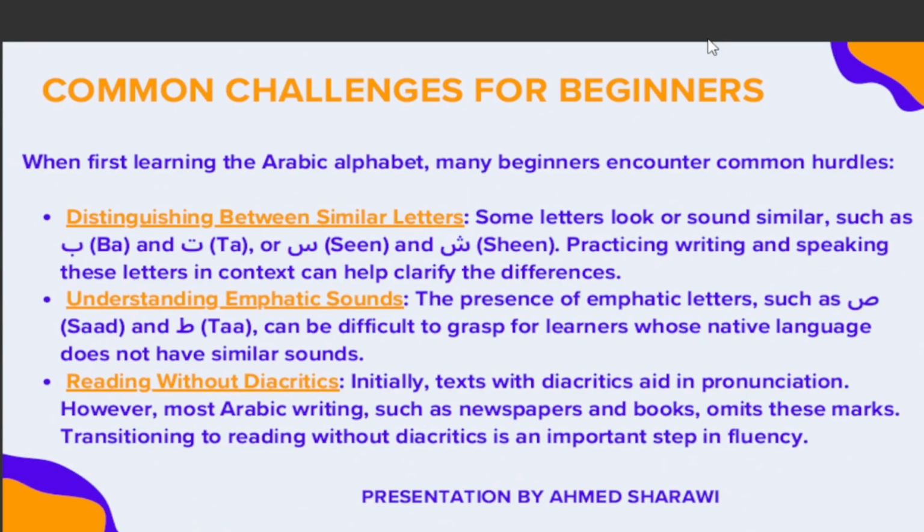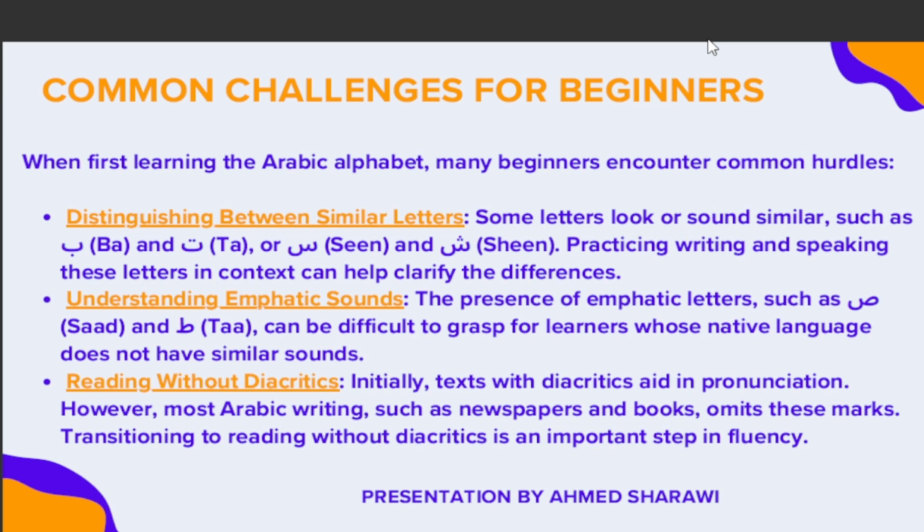Common challenges for beginners. When first learning the Arabic alphabet, many beginners encounter common hurdles. Distinguishing between similar letters. Some letters look or sound similar, such as ba and ta, or sin and shin. Practicing writing and speaking these letters in context can help clarify the differences.